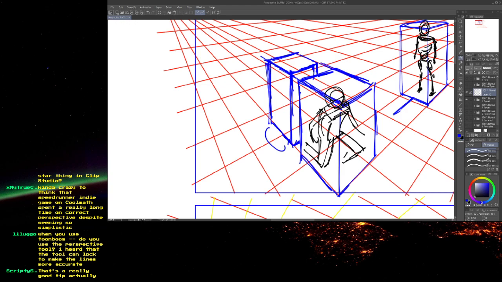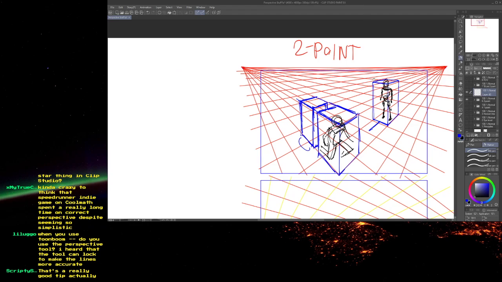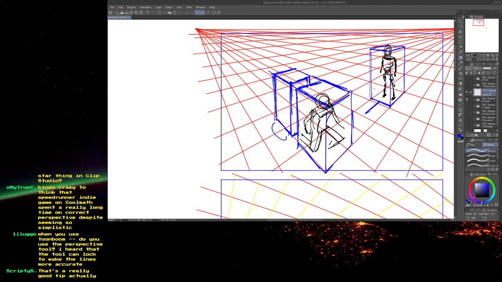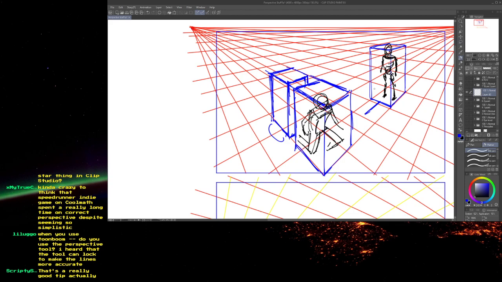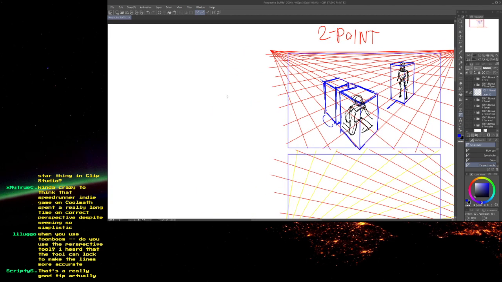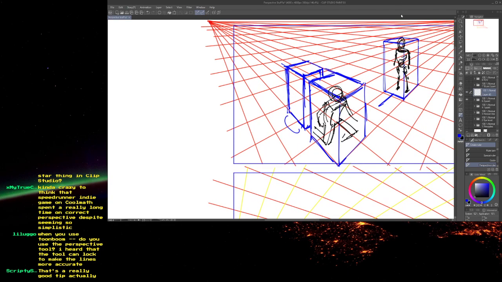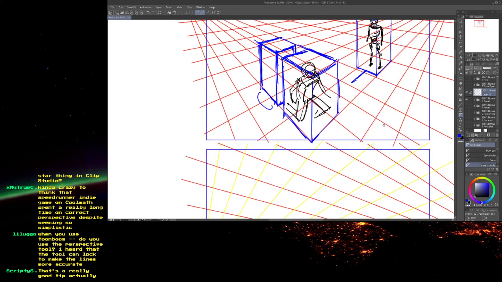Somebody asked if when you use Toon Boom, do you use the perspective tool? I heard that the tool can lock the lines to make it more accurate. I have not, but I plan to in the future. There is also a perspective ruler in Clip Studio Paint. There's some perspective related tools in Photoshop. The perspective ruler seems pretty handy in Clip Studio Paint, but I'm not going to mess with that until I get a better handle on this stuff, and then I might go through some tutorials on it.